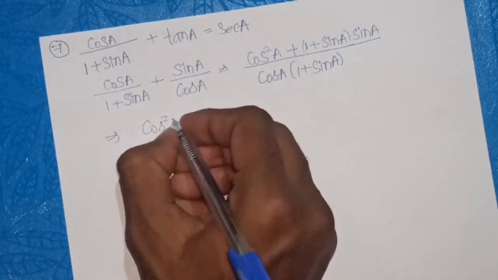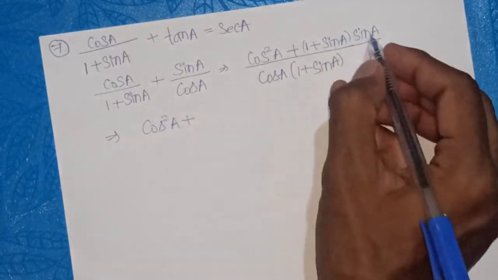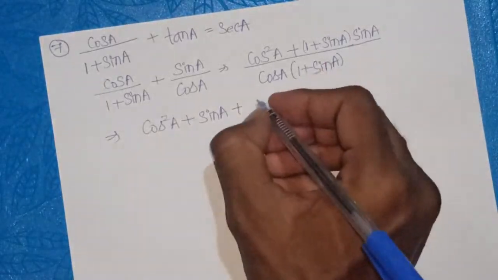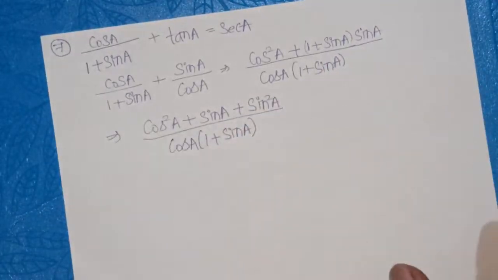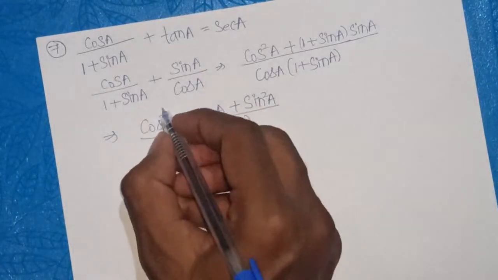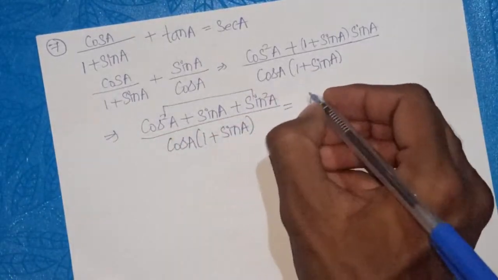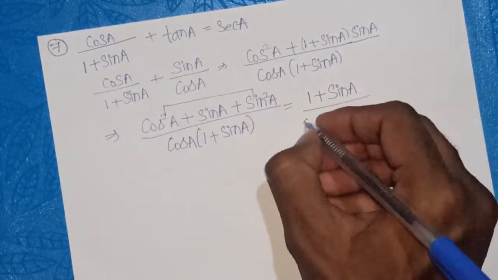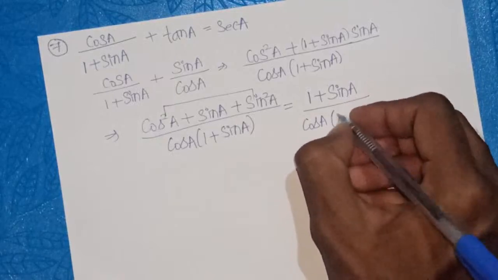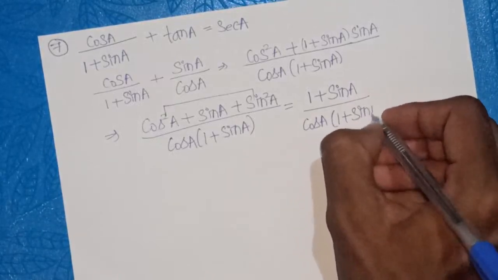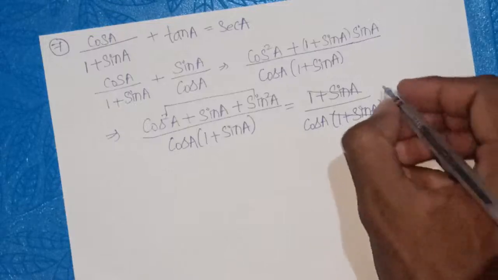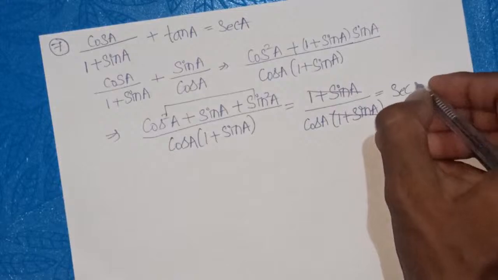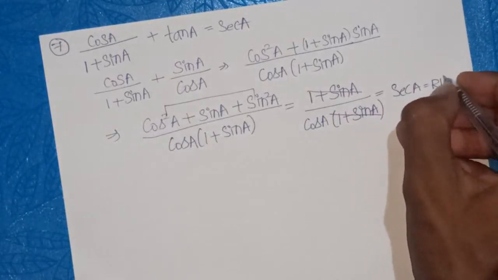Cos square A, and we need to multiply here. 1 into sin A will become sin A, plus sin A into sin A will become sin square A. And here we have cos square plus sin square will give you 1, plus remaining is sin A, by cos A into 1 plus sin A. 1 plus sin A, 1 plus sin A is cancelled out, and we are left with 1 by cos A. Reciprocal of cos will become secant A, which is our RHS.